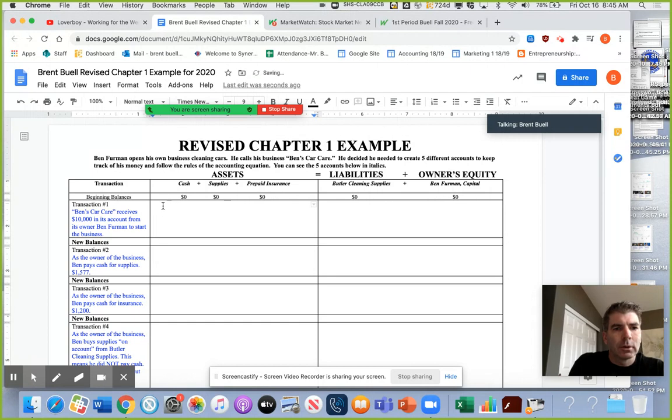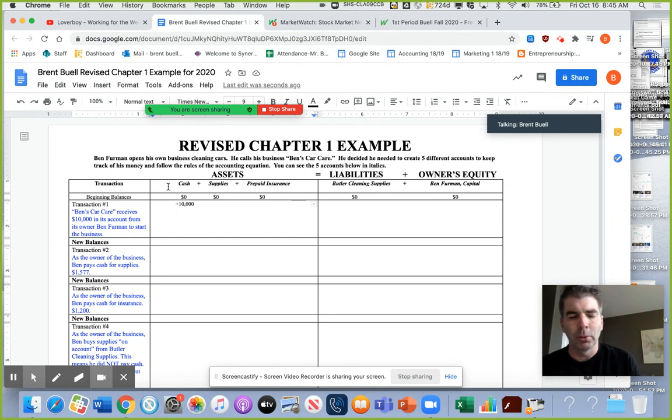This is really slow on mine. There we go. And I want you to put a plus $10,000. You don't need to put the dollar sign. I want you to put a plus 10,000 in cash for this transaction under the heading cash. Why am I doing that? The business is receiving $10,000 cash in this transaction. Now I know Ben himself is losing money, but the business itself is receiving $10,000 cash in this transaction.